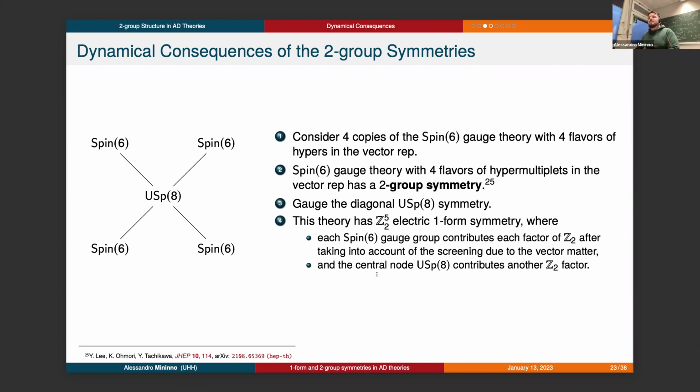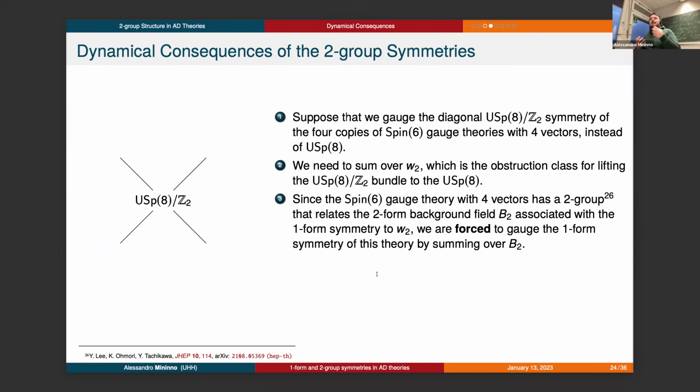Then you can compute the one-form symmetry Z2, and you will find that this electric one-form symmetry is given by 4 Z2 from the spin 6 nodes, and then the central node contributes another Z2. So far nothing is wrong, because this is something you can do. But what happens if instead I want to gauge USp8 mod Z2?